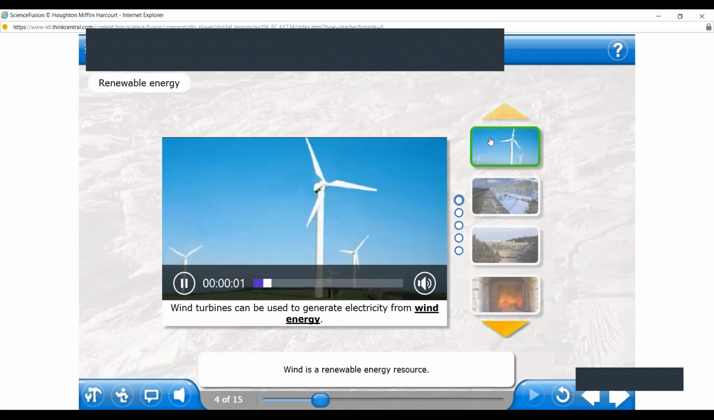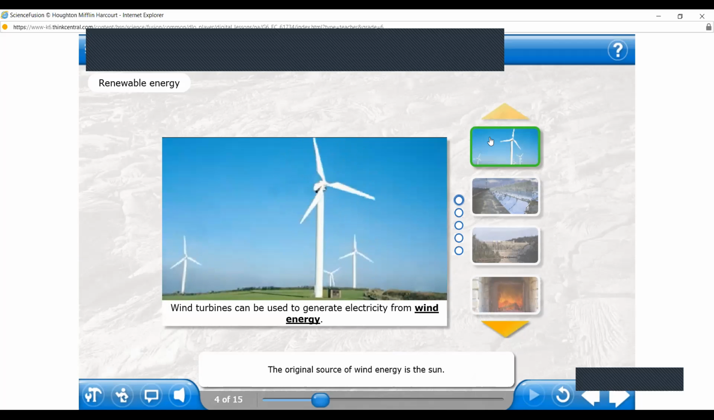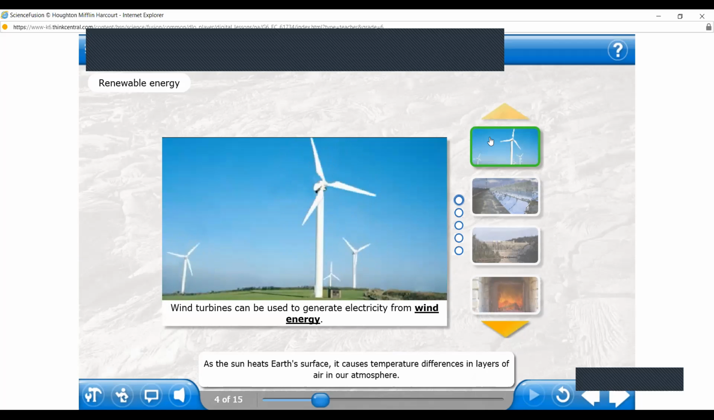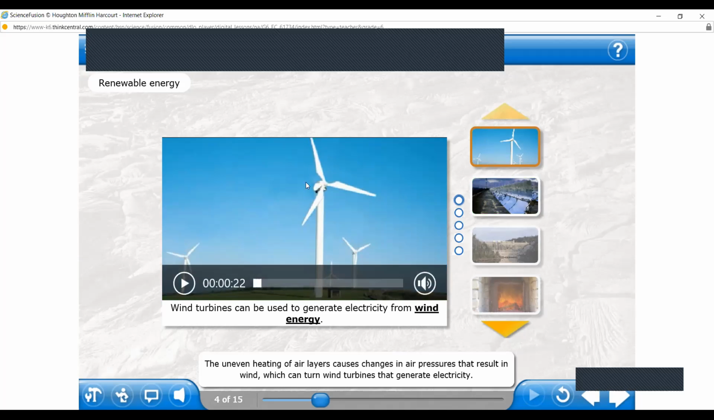Wind is a renewable energy resource. The original source of wind energy is the sun. As the sun heats Earth's surface, it causes temperature differences in layers of air in our atmosphere. The uneven heating of air layers causes changes in air pressures that result in wind, which can turn wind turbines that generate electricity. So did you understand how, because of wind, these turbines, these blades, move faster and faster, connected to a generator that generates electricity.